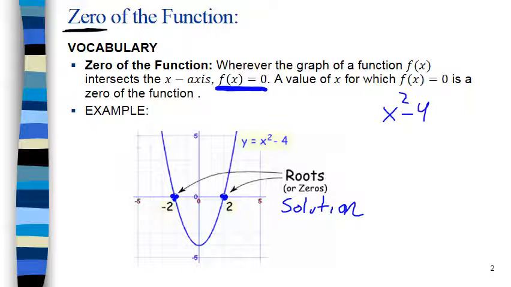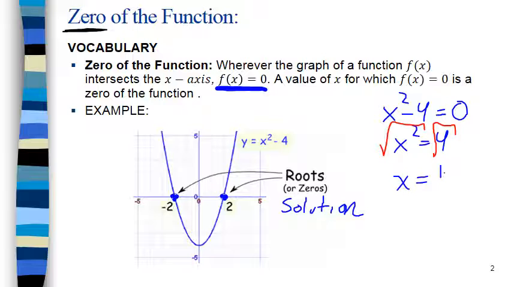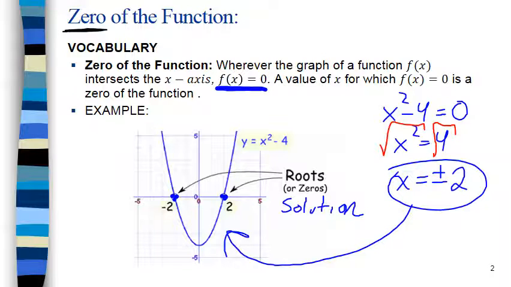So x squared minus 4 equals 0, which means x squared equals 4. And when you take the square root of something that has been squared, you need to consider that it could have been positive or negative. So x equals positive or negative 2. And we can graphically see that that's true by looking at the x-intercepts on the graph here.